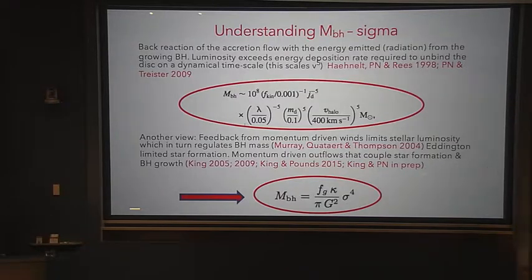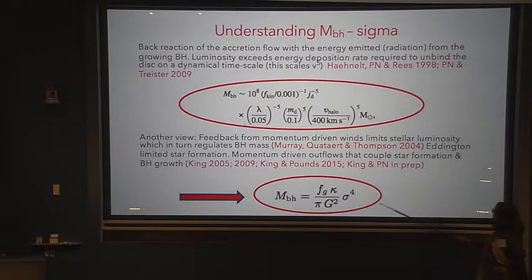If you make those arguments, you naturally get a relationship between black hole mass and velocity dispersion, whatever the central velocity of the halo, to the 5th power. And then you can develop a feedback model with momentum-driven winds that somehow limit the stellar luminosity, because remember, ultimately our goal is to couple the black hole accretion rate to the star formation rate. There have been two kinds of models, one proposed by Murray, Quataert, and Thompson in 2004, and a bunch of models that we've been working on in various guises for a very long time.